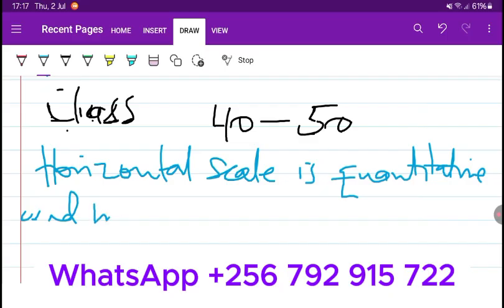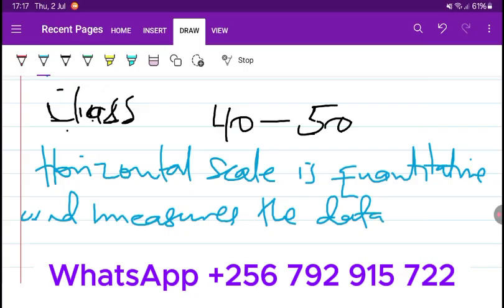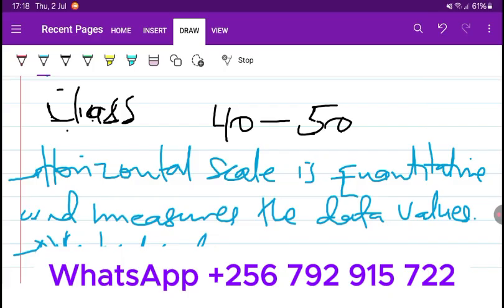Quantitative, and it measures the data values. Number two, of course, the vertical scale. What we have with the vertical scale is that the vertical scale measures the frequencies of the different classes. This one measures the frequencies of the different classes.